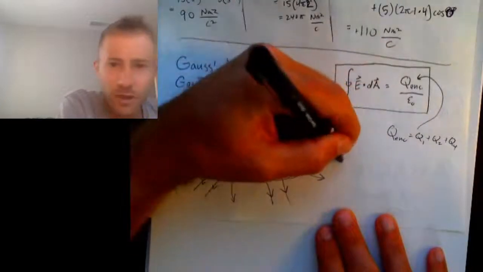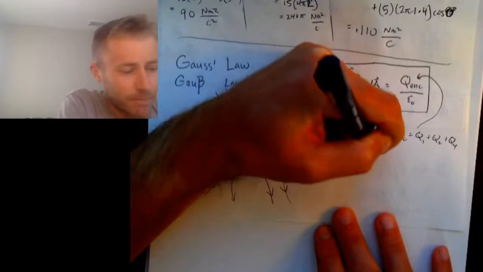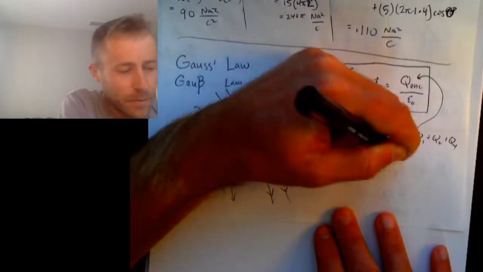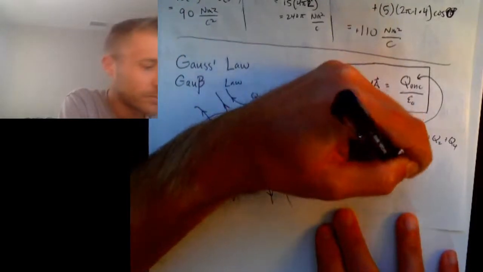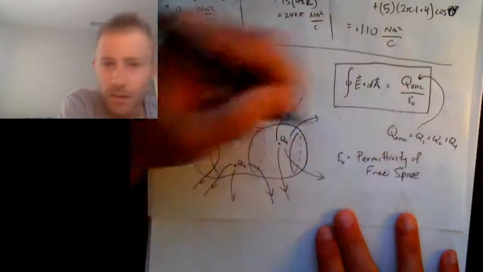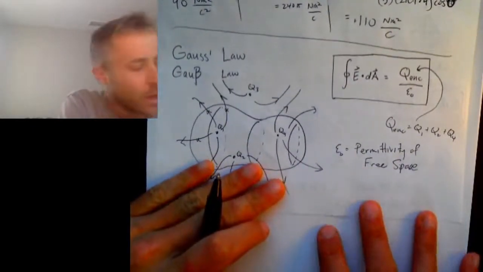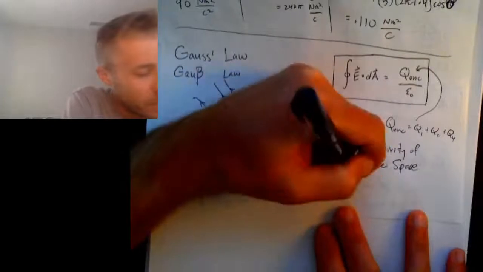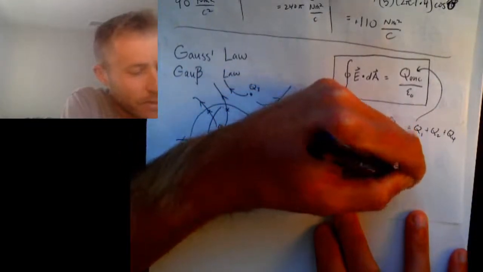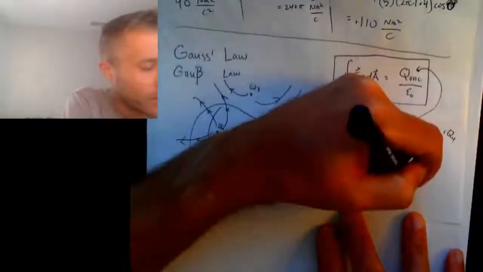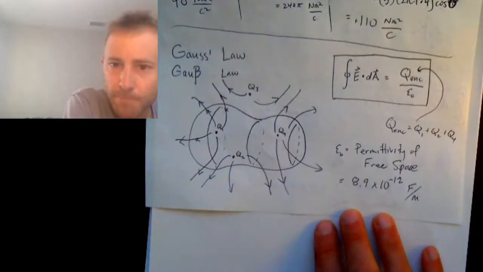Epsilon naught is a constant of nature. It is called the permittivity of free space. Permittivity of free space. And its value is 8.9 times 10 to the minus 12. And it has weird units, farads per meter.